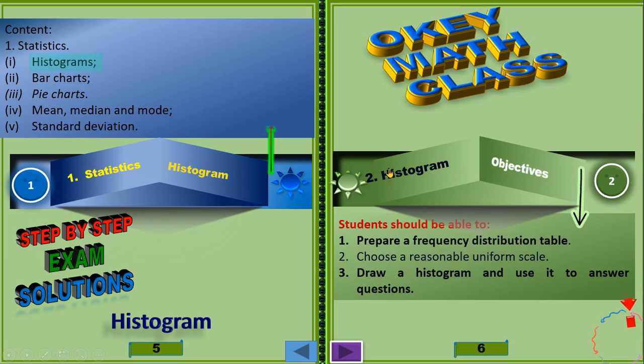Our objectives in this presentation are: number 1, prepare a frequency distribution table. Number 2, choose a reasonable uniform scale. Number 3, draw a histogram and use it to answer questions.